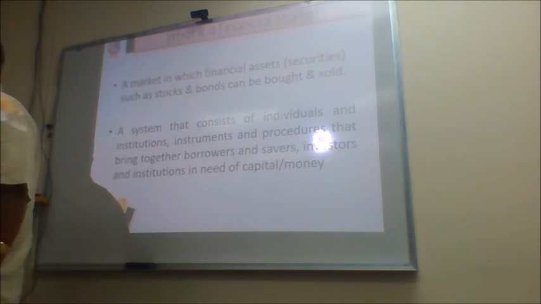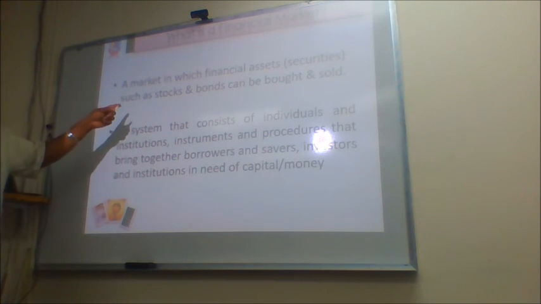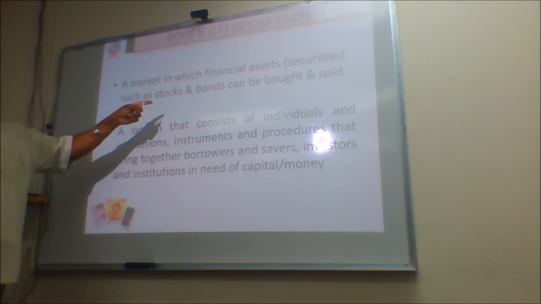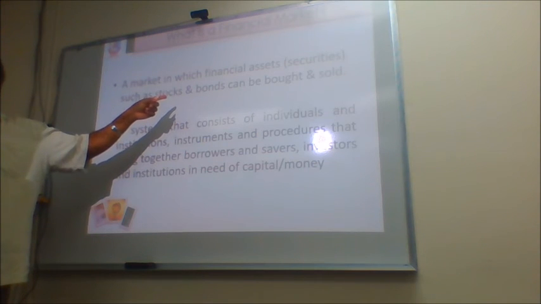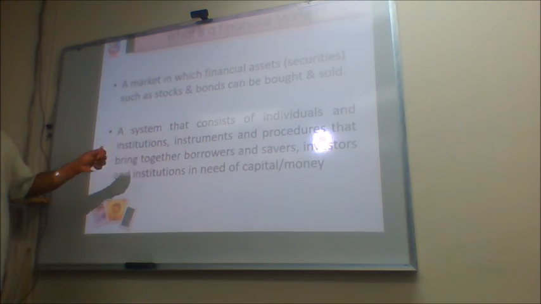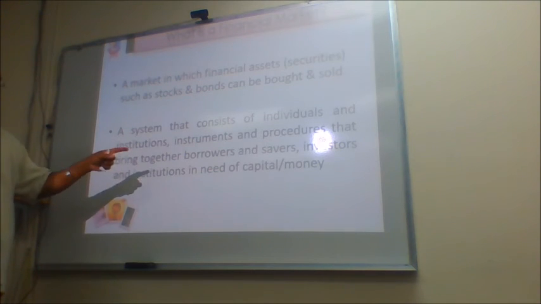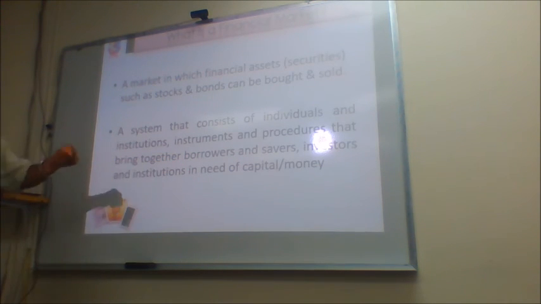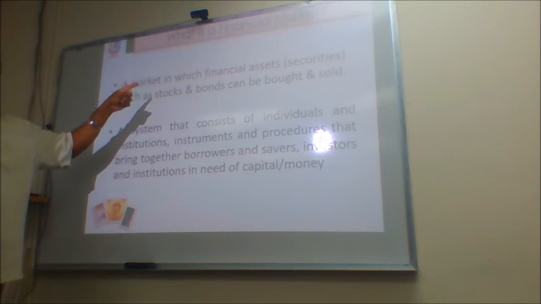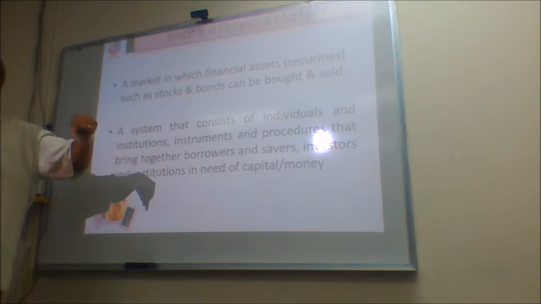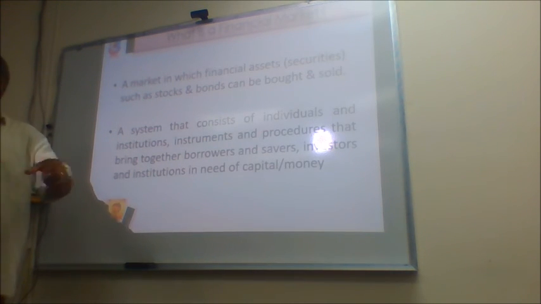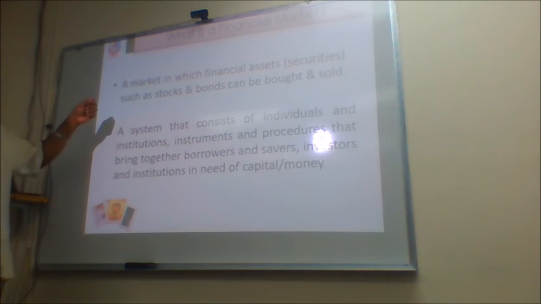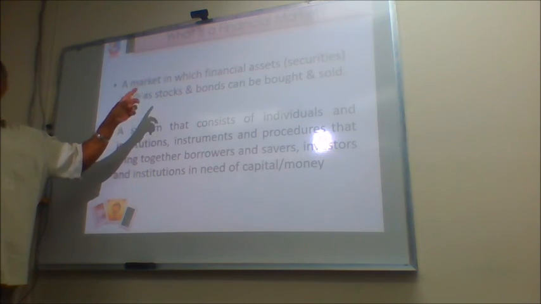Okay. So after all my little descriptions, here we go. A market in which financial assets, securities such as stocks and bonds, can be bought and sold. We agree? That's what we talked about just now. A system that consists of individuals and institutions, instruments and procedures that bring together borrowers and savers, investors and institutions in need of capital or money. So in other words, a financial market is a market, just like if you go to the exchange, the farmers send their stuff to the market and you buy it. With financial assets, securities such as stocks and bonds can be bought and sold.